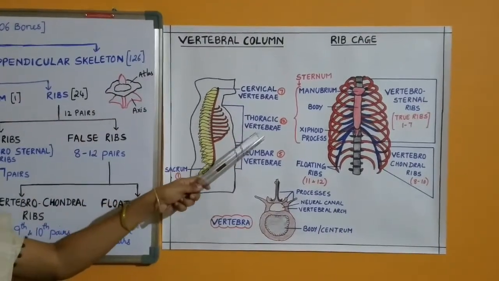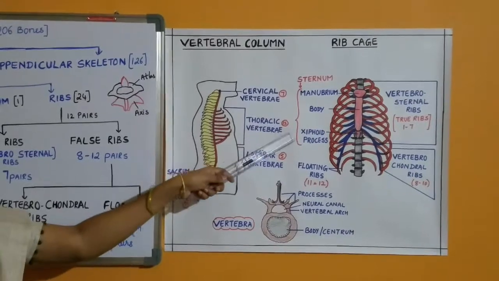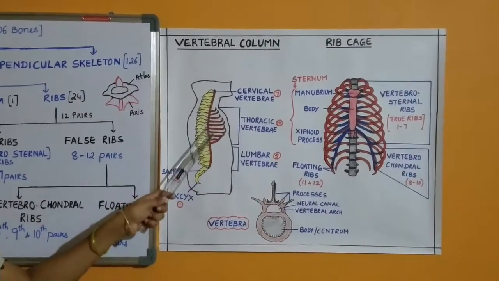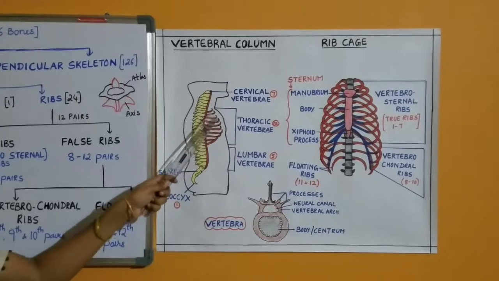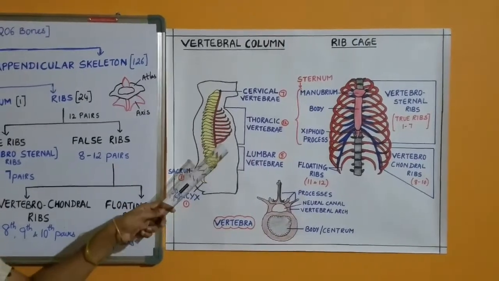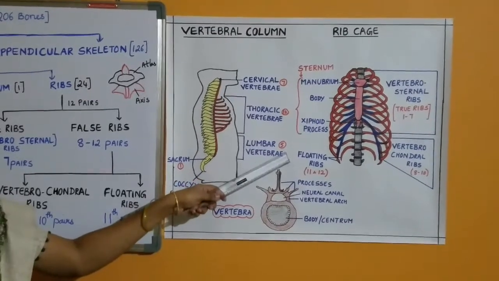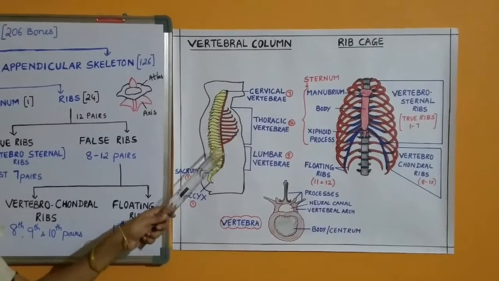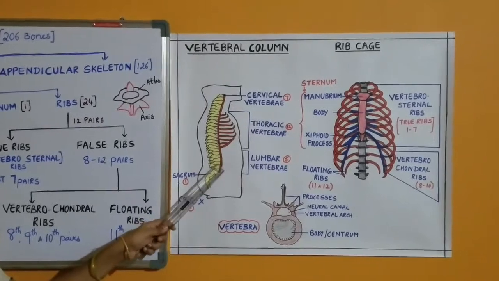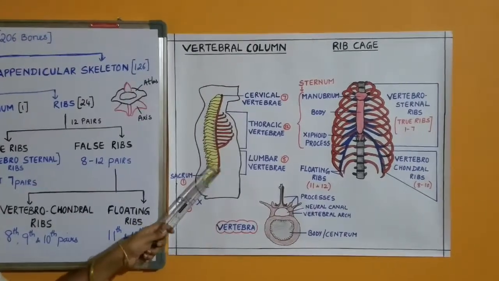The second one is the thoracic vertebrae. They are 12 in number, present in the thoracic region, and they provide space for the attachment of the ribs. The third one is the lumbar vertebrae, which are 5 in number. They are the largest and strongest vertebrae and they help in attachment of the muscles of the back.